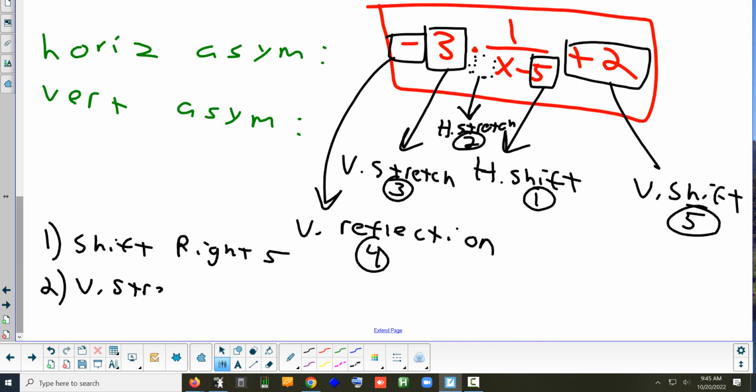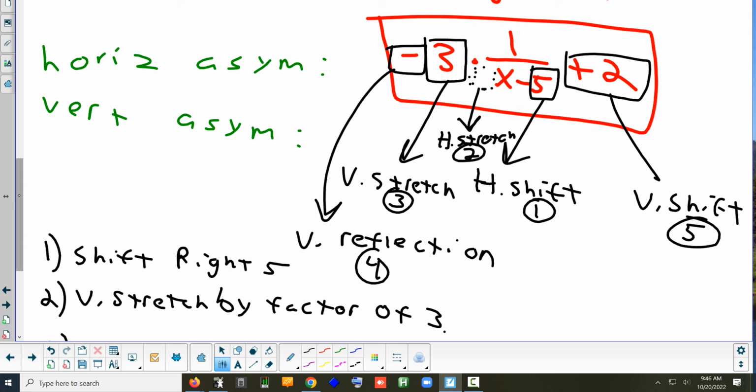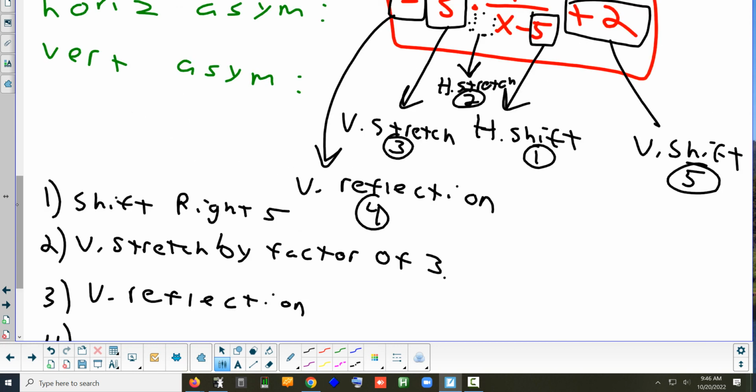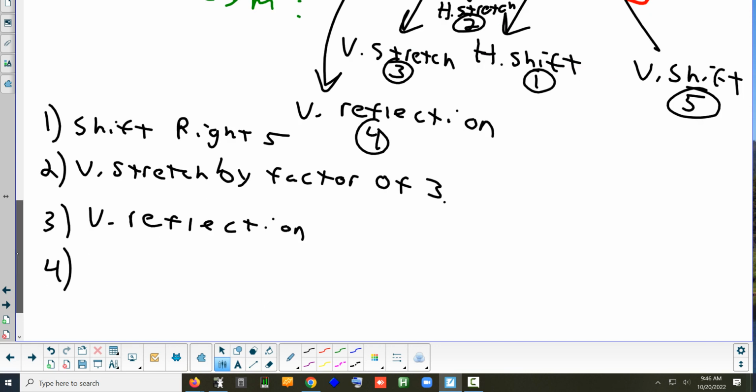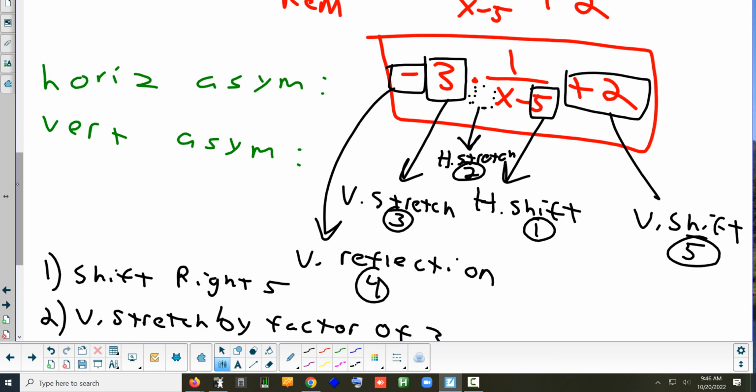Vertical stretch by factor of 3. Okay, this one is really nothing else to say. It's a vertical reflection. And the last one, you've got to be a little more specific. Vertical shift, which way? Up 2. There's your transformations, and there's your diagram that explains it.